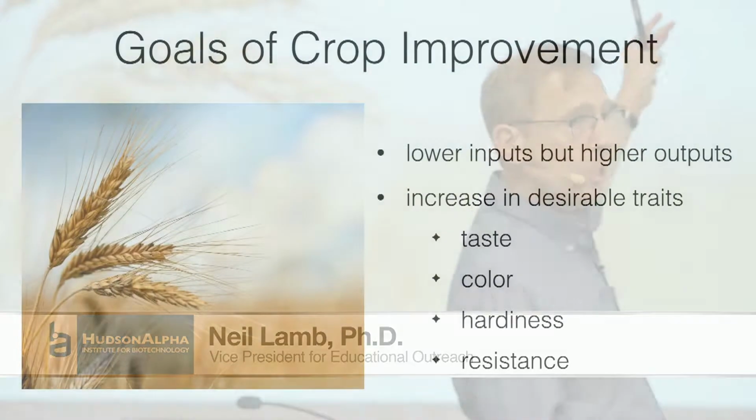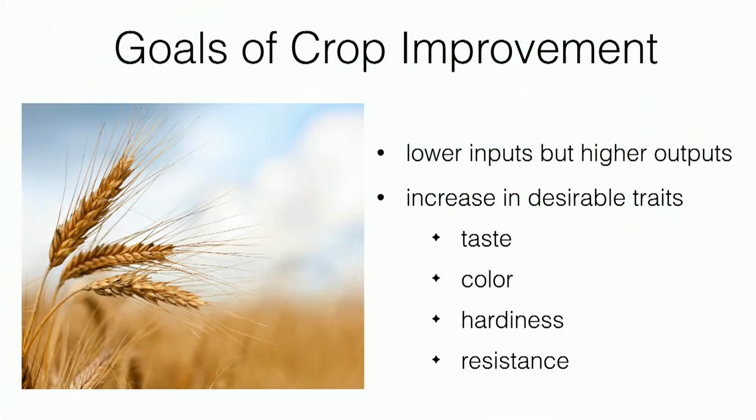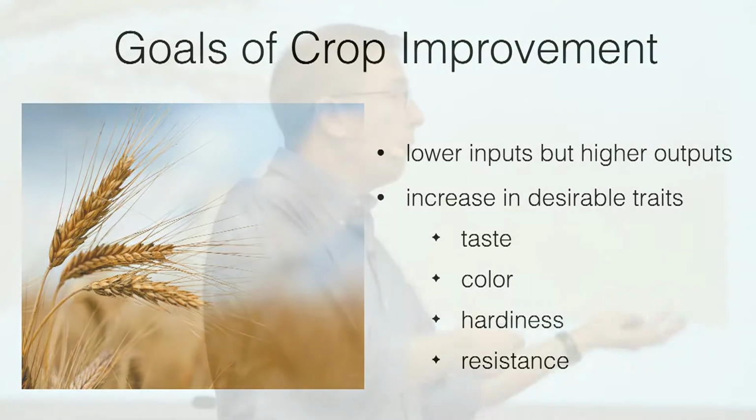And then also, can I increase specific traits that I find desirable? Maybe the way that something tastes. Maybe the color of the fruit or the color of the grain. How well it grows under challenging conditions: high heat, low amounts of water, frost, all those sorts of pieces. The hardiness of the plant. And then resistance. Can I naturally resist pests? Can I naturally resist infectious agents, bacteria, viruses, fungi that normally attack the plant? Can the plant naturally resist that?